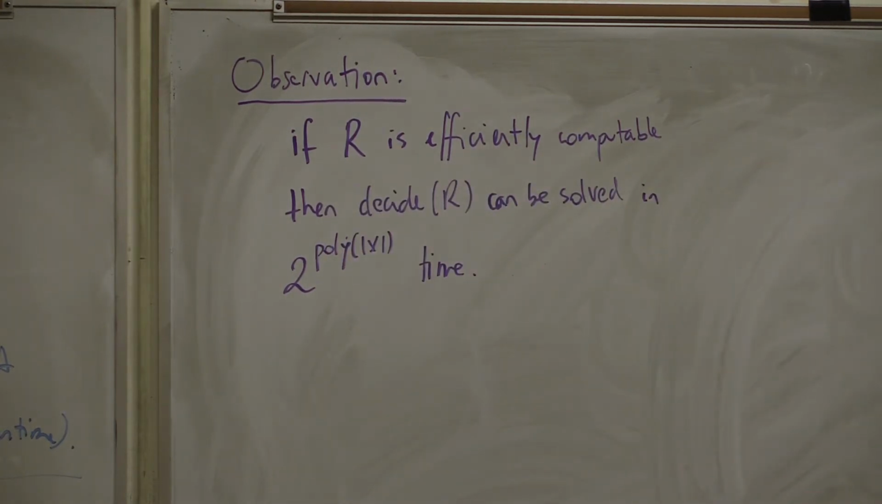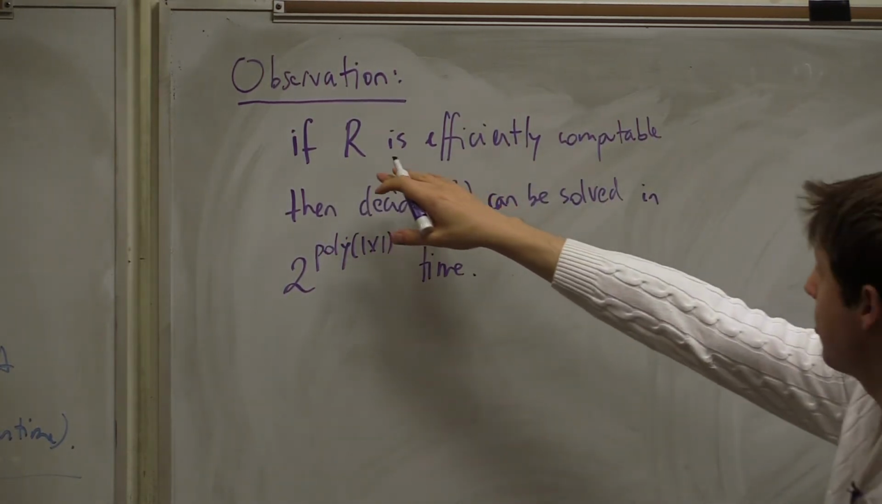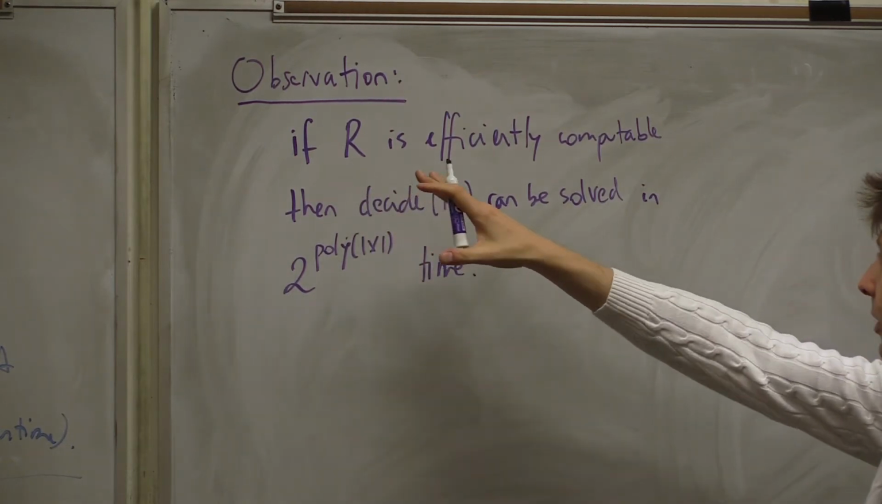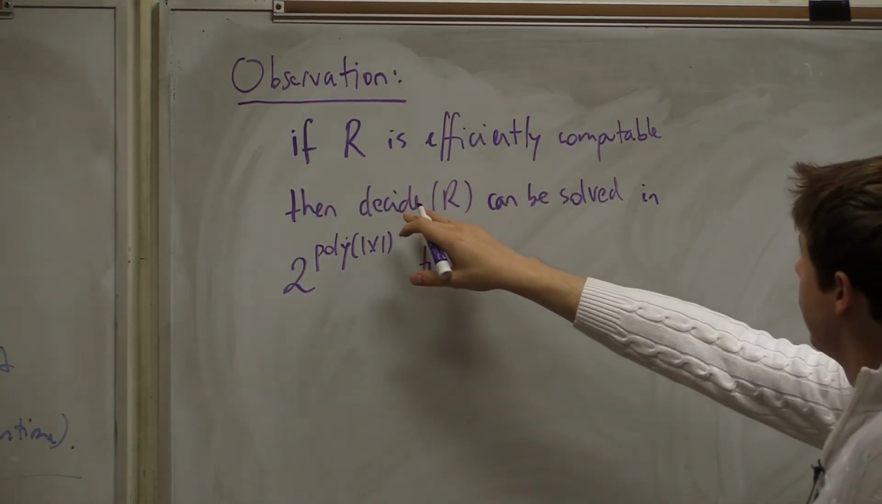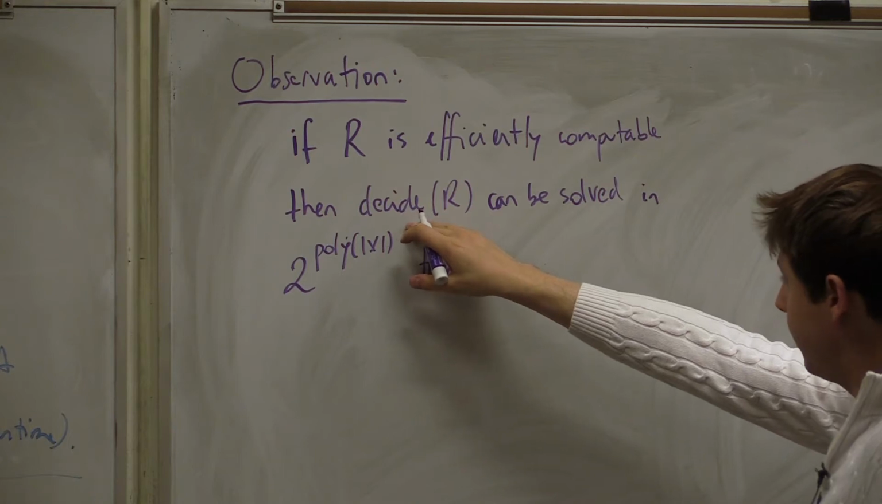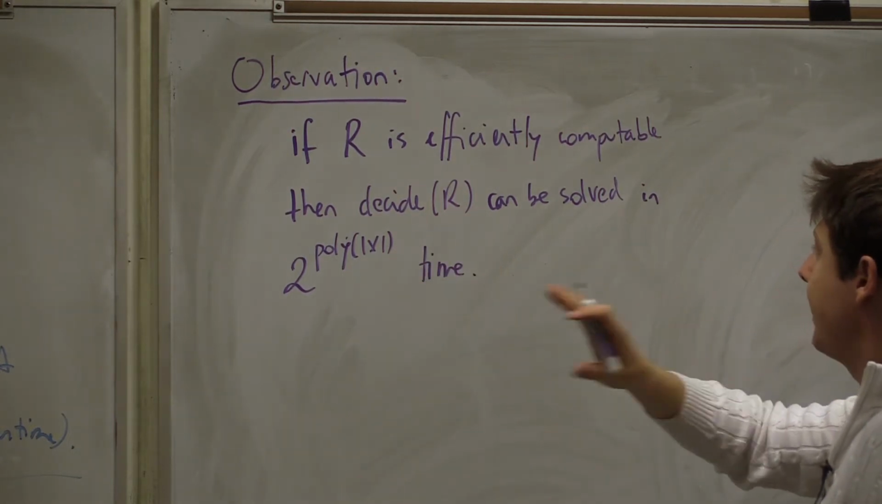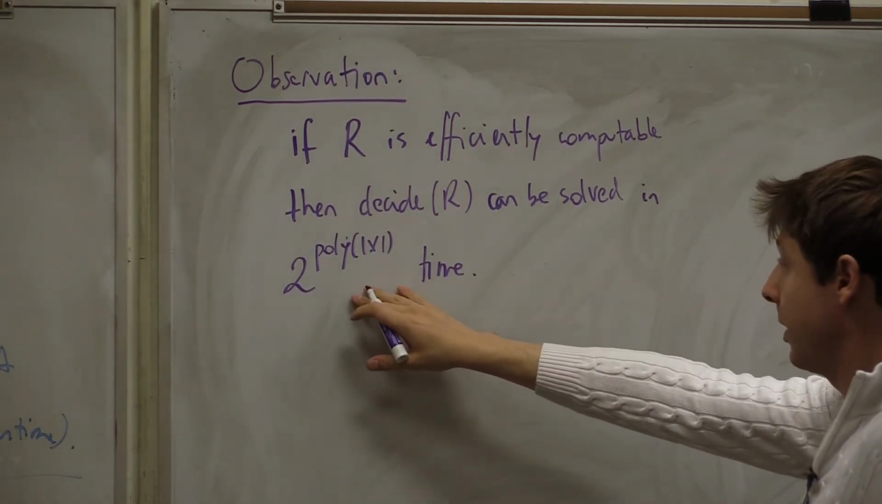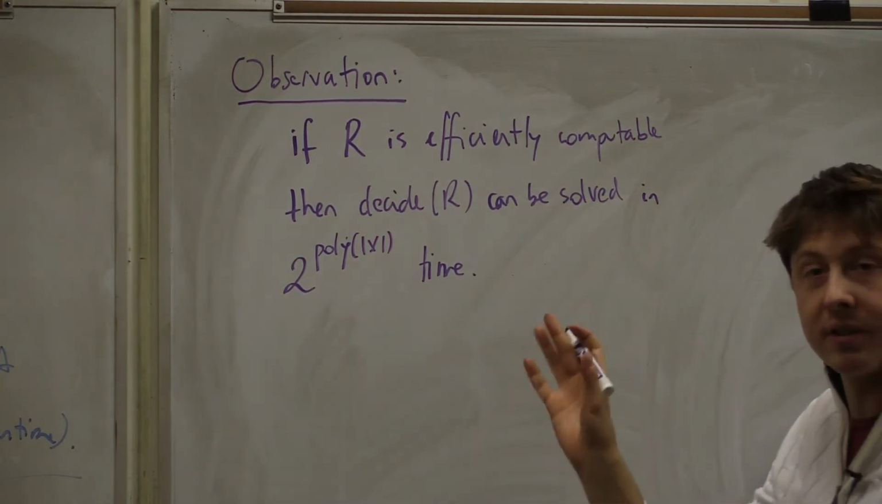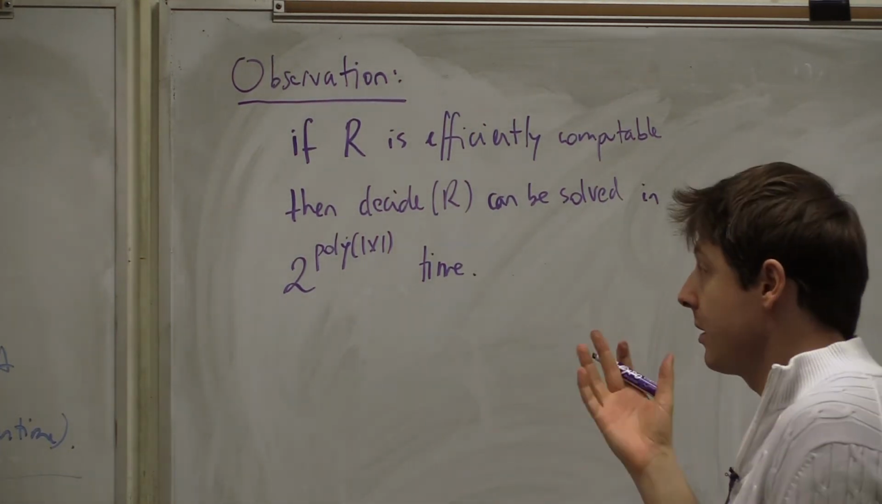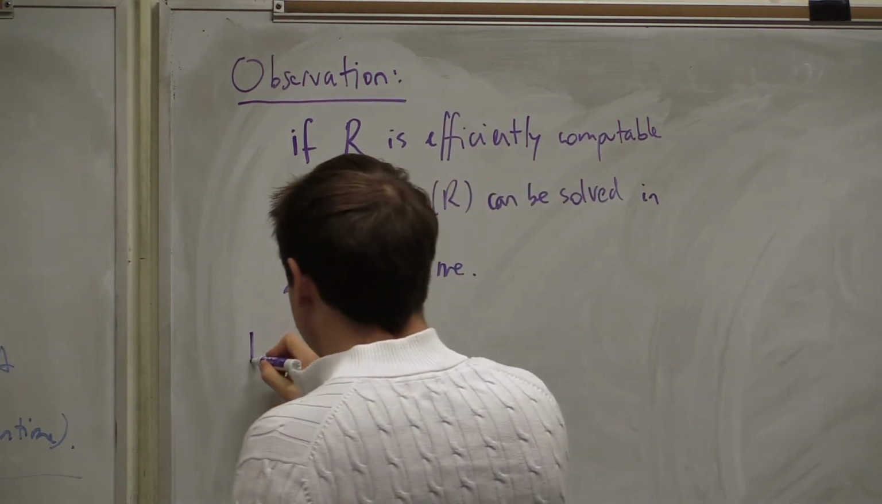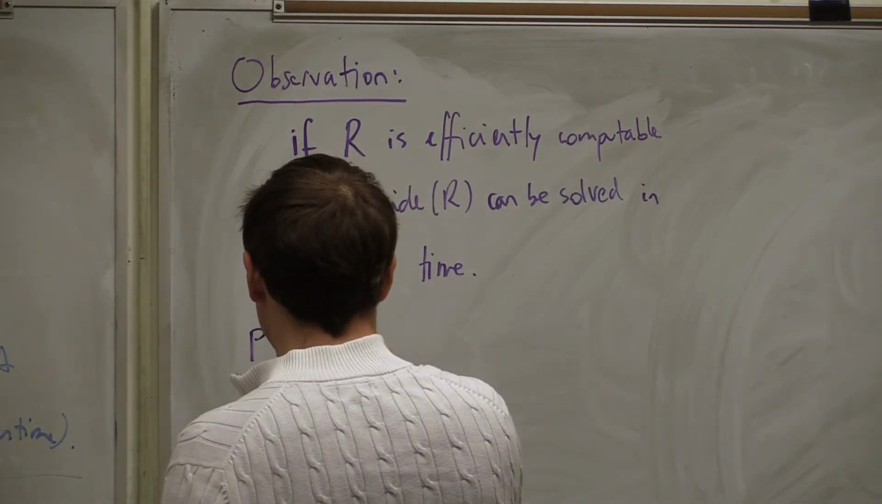Namely, if R is well behaved and doesn't encode some funny problems, then the decision problem associated to the relation R is not that hard. We can at least solve it in exponential time. This puts some calibration on things. So let's look at the proof. Its proof is pretty simple.